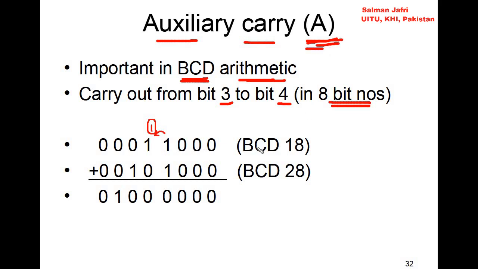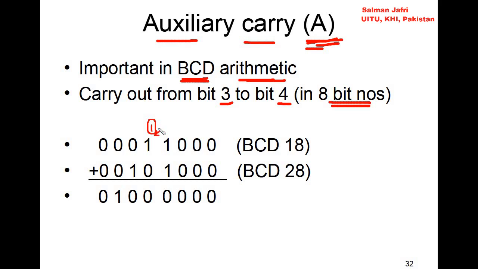carry. As an example, we can say this is BCD 18, 1 8, and this is BCD 28, 2 8, and we're adding these two numbers. Now of course when we add 8 and 8, it's 16, so we carry 1. There's a carry from bit position 3 to bit position 4. This is basically an auxiliary carry.